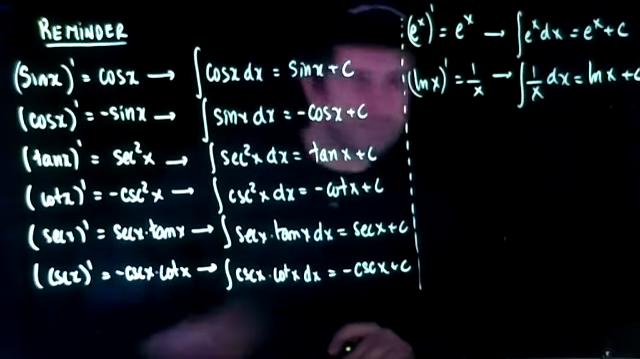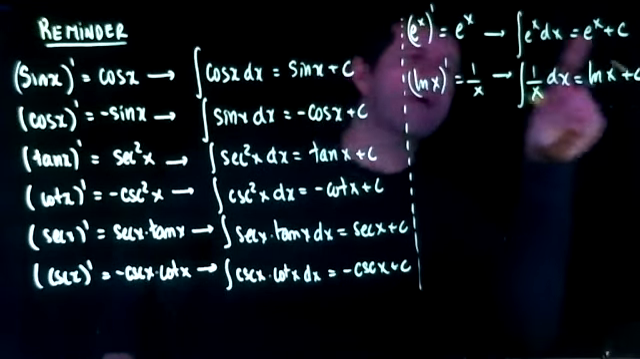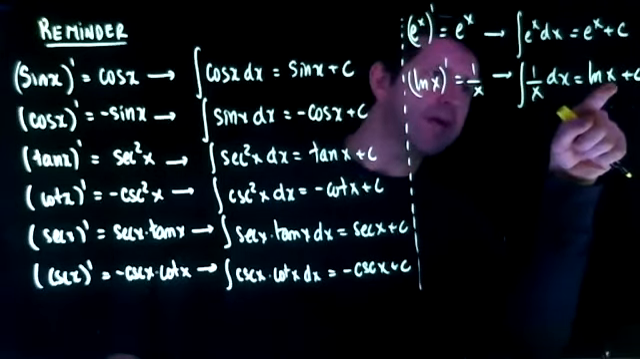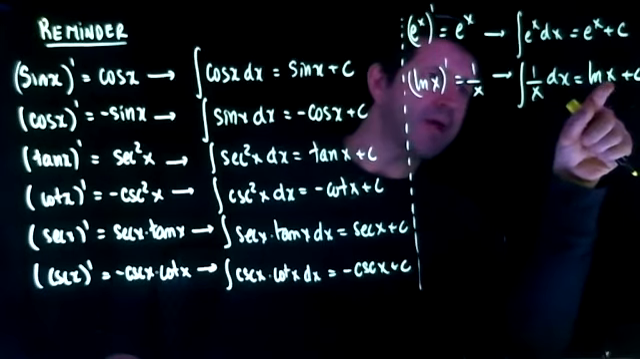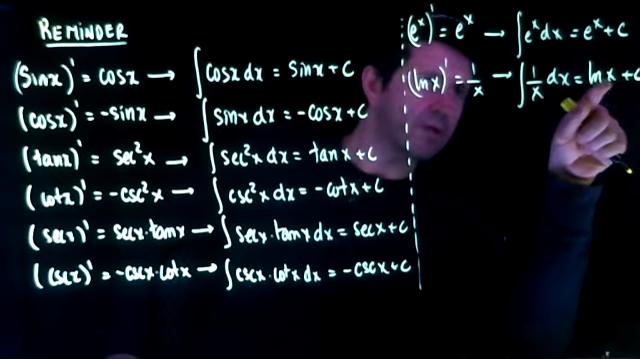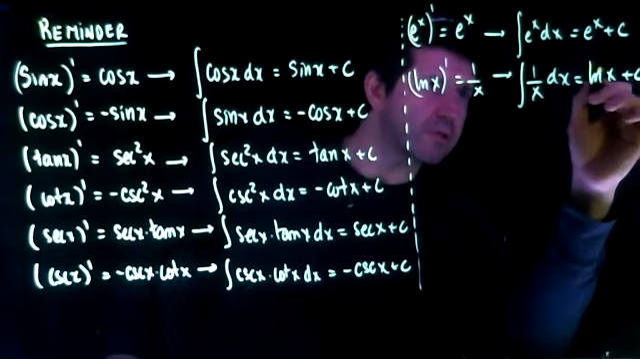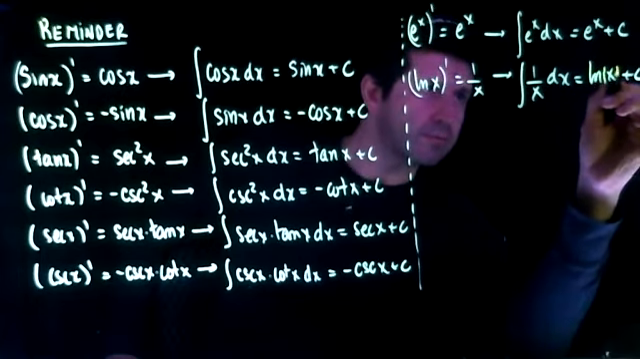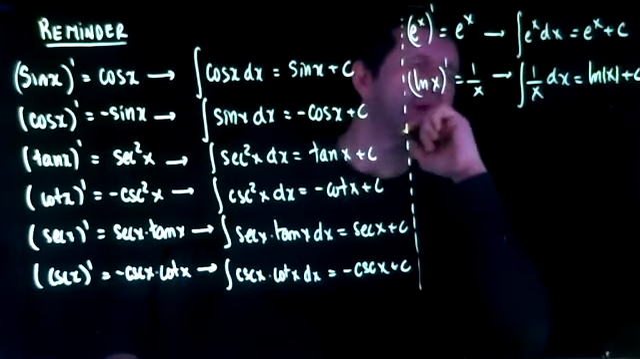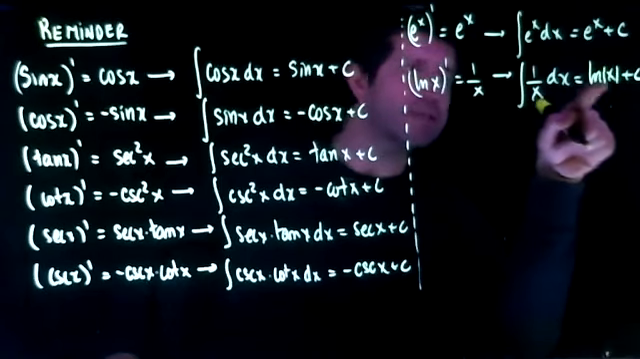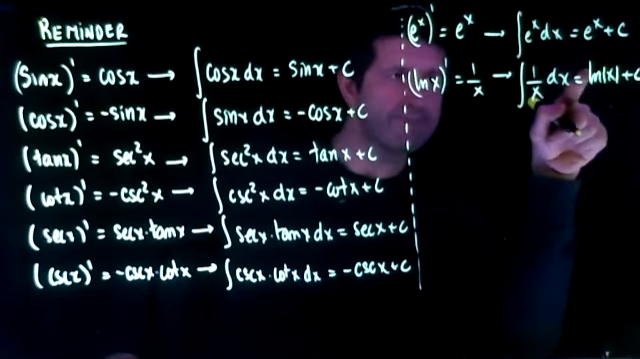You with me? The only thing I need to specify here is that ln of x is only defined when x is a positive number. You cannot have the ln of a negative, so we have to make sure that this is positive, so I'm going to put an absolute value. That's important. The antiderivative of 1 over x is ln of the absolute value of x.